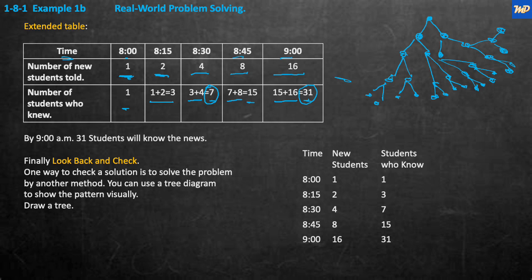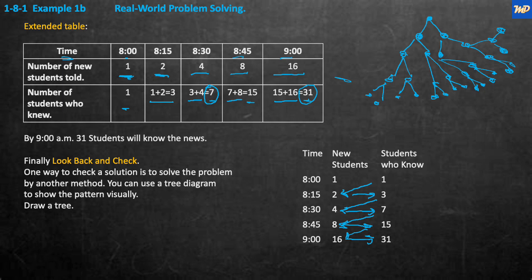It's almost like the number who knew plus the new ones is equal to the total. So the number who knew plus the new ones equals the total that now know. And this goes on. Here's a pattern. The number who knew, the new ones plus the number who knew, and the new ones plus the number who knew.